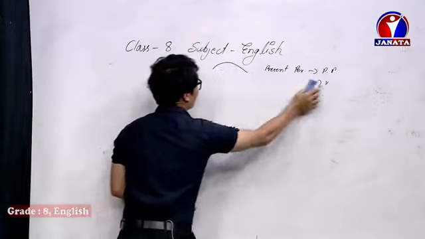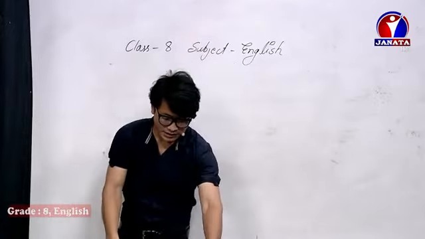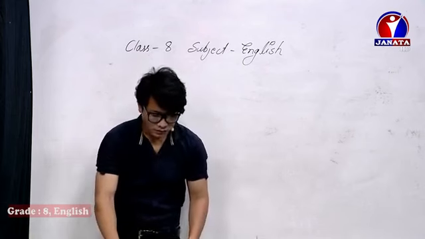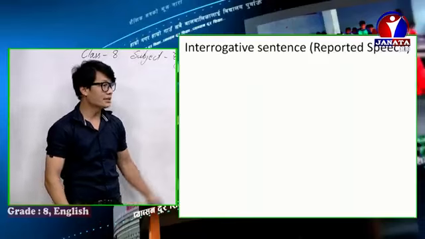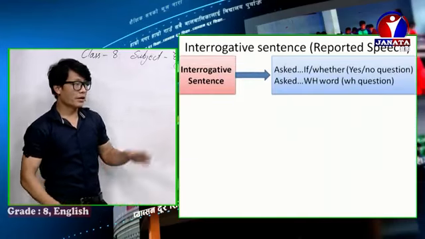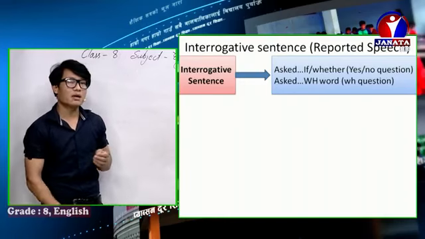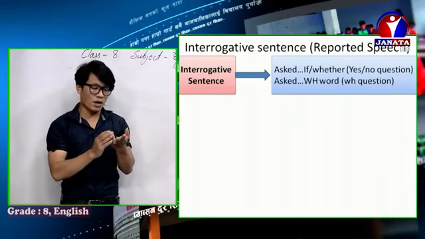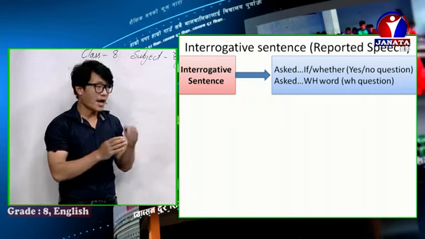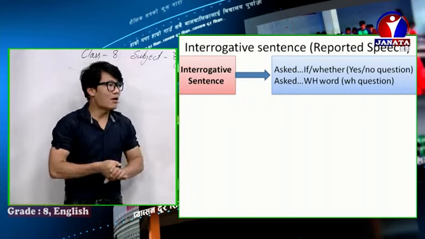Okay. Now it's time to change direct speech into indirect speech for WH questions. See this side. Okay, interrogative. Remember this: ask WH as a word. W means what, where, which. And H means how. That's why it's called a WH word. So now let's start.